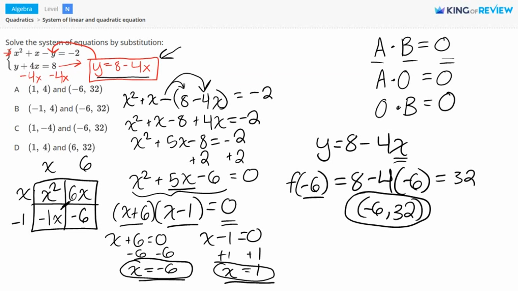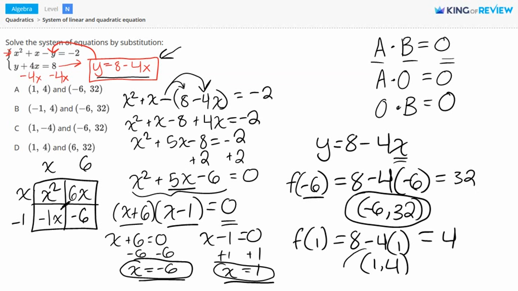Now let's plug in x equals 1. So we have f of 1 equals 8 minus 4 times 1. And this equals 4. So I have the point 1, 4. And this is our other answer. So we have 1, 4, and -6, 32. So letter A is correct.